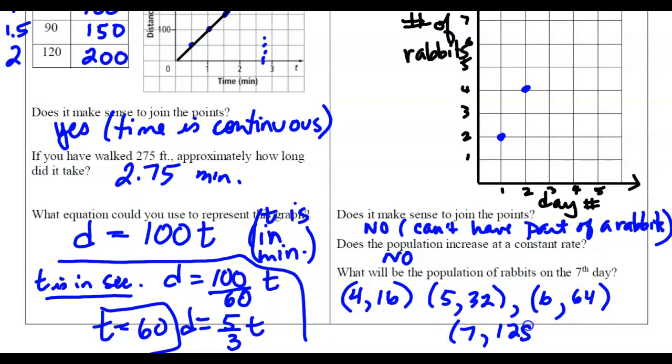Or another way of showing that, because you keep multiplying by 2, so that's an exponent. So 2 raised to the day number gives you how many rabbits? So that would be 2 to the 7 is equal to 128. Okay, so that's another way of calculating it.